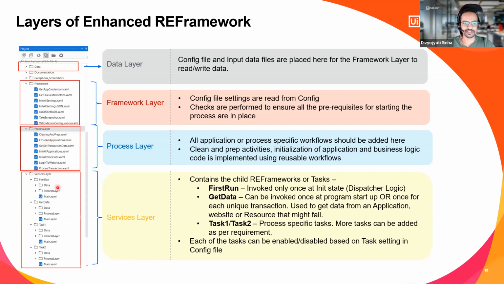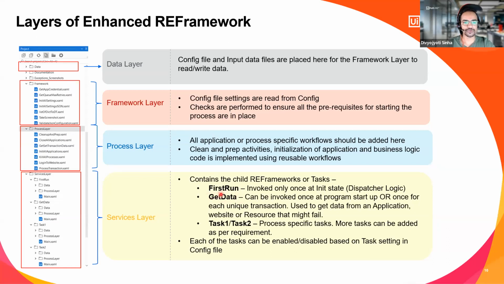Next one is the services layer. The services layer is the layer where your child RE frameworks are stored. In the first case, it offers four main components of child RE frameworks: one is first run, second one is get data, and then come task one and task two. Task one and task two come under the process transaction state, while first run is invoked in the init state, and get data is invoked in the get transaction data state.